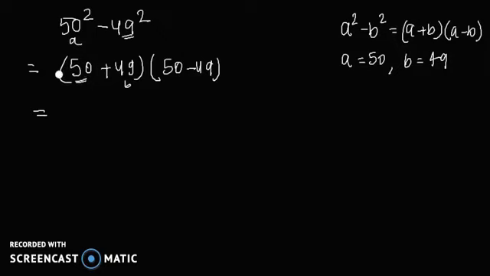Now next step is 50 plus 49 is 99 and 50 minus 49 is 1, so 99 times 1. So the answer would be 99.